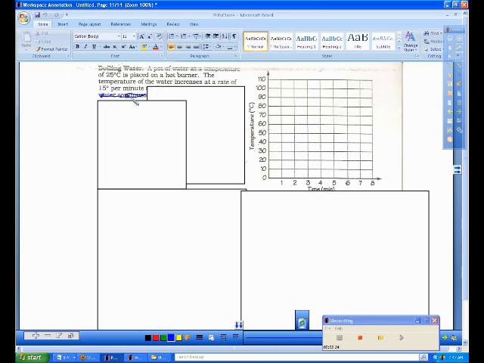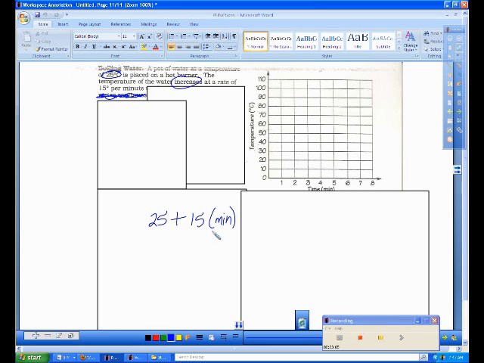So let's write this just as an equation first. A pot of water is at a temperature of 25 degrees before it's placed on the hot burner. So that means it's going to start out at 25. Then the temperature of the water increases at a rate of 15 degrees per minute. So that means we're going to add to the temperature 15 degrees every minute that it is on the burner. So our initial amount is 25 degrees. That's what it starts out at according to our situation. Plus, it's going to increase by 15 degrees times the number of minutes.